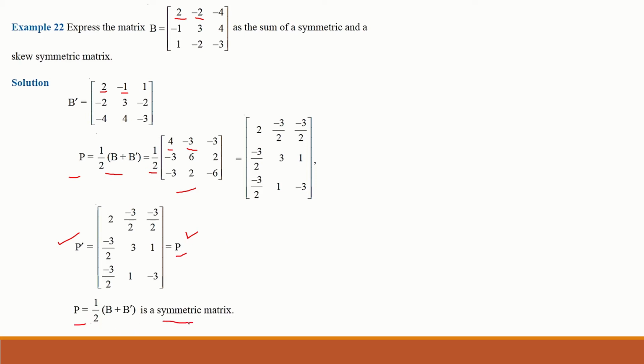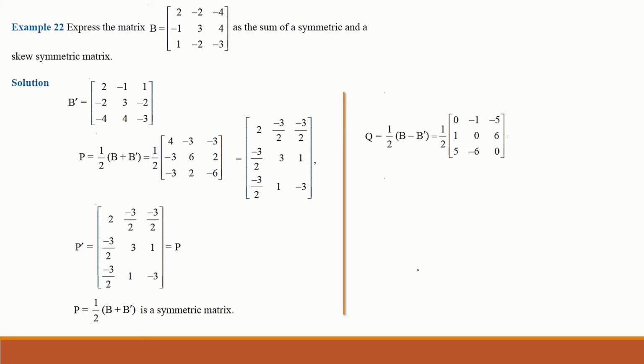And moving further, let us take the case of skew symmetric matrix as Q, which is equal to half of B minus B dash. So here we have to do half into B minus B dash, which is 2 minus 2 is 0, and minus 2 plus 1 is minus 1, and so on. The matrix will look like this, and after multiplying half with each and every element, it will be like this.